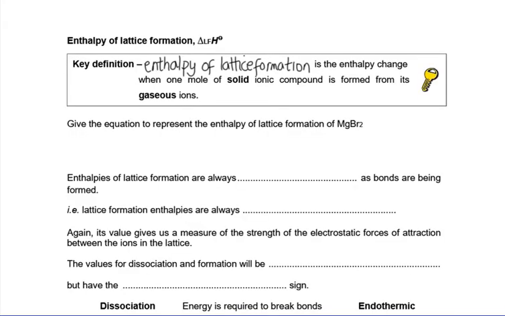So the second of these two definitions is called the enthalpy of lattice formation. We're now looking at making it. So what are the key terms? It's when 1 mole of the solid ionic compound is formed from its gaseous ions. So pause the video again, have another go. Can you write this equation forming 1 mole of magnesium bromide from its gaseous ions?